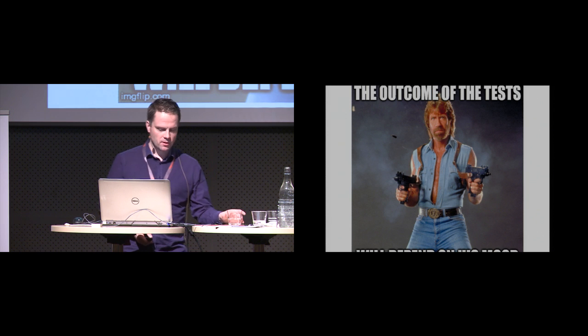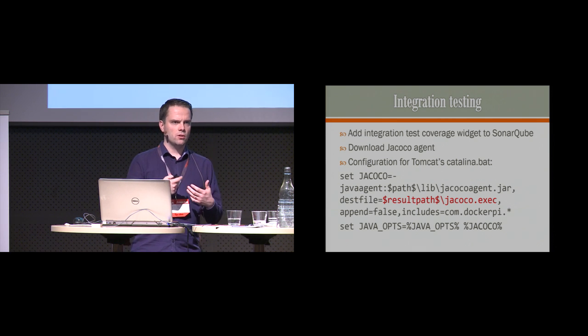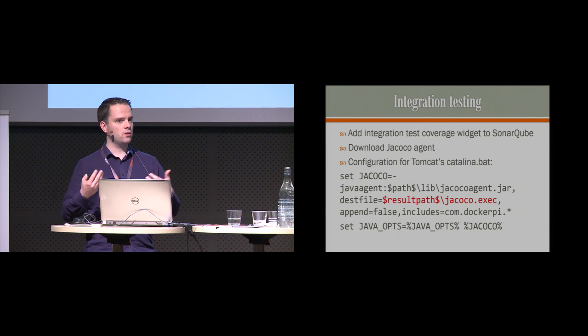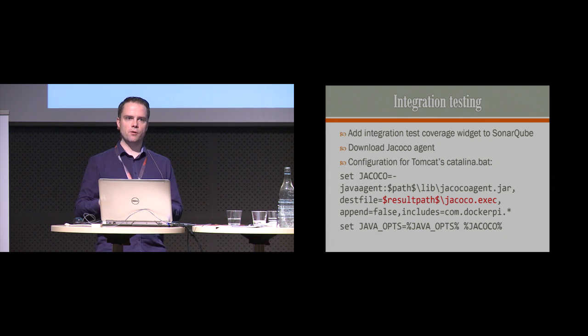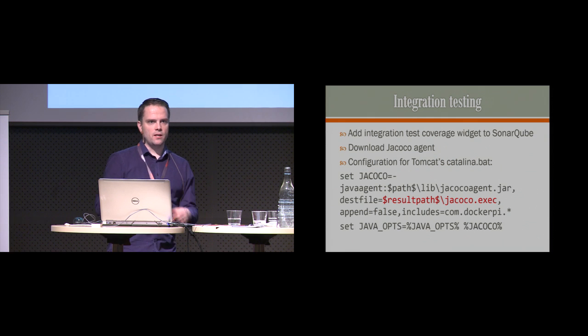And with this example, you can test almost anything, except some things. And it's actually quite easy. You can add an integration test coverage widget to SonarQube, which I've already shown to you. You download a Jacoco agent. Jacoco, some of you probably already use it for unit testing and measuring coverage on unit tests. But what we do here is set a Jacoco agent in the Tomcat configuration, so that when Tomcat starts up, it uses the agent. We specify which packages we want to inspect and which file it has to be written to. That way, it can automatically measure coverage for any test you're throwing at your running application, which can be quite helpful.